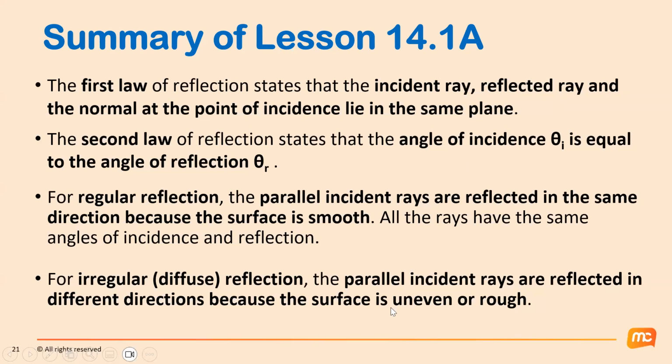But for irregular reflection, it occurs on rough surfaces like your table, your paper, or water that has been disturbed, like a waterfall. Areas near a waterfall, the water is being disturbed. Where you don't have a smooth surface, you will not see an image. Because the surface is rough, the light rays that hit the surface are all reflected in different directions.